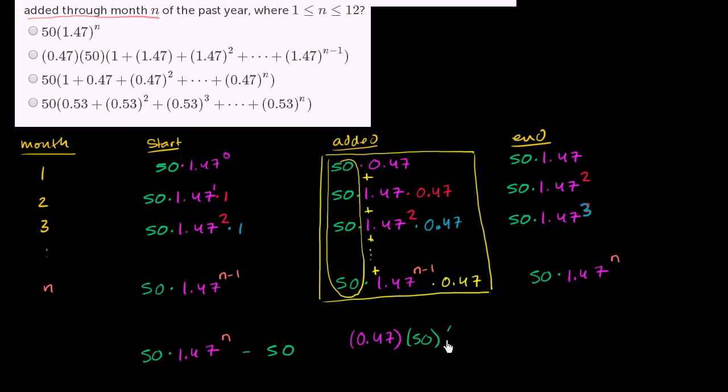And then what's left over? In the first month, if you factor those two things out, you're just left with a 1. In the second month, if you factor out the 50 and the 0.47, you're left with 1.47. In the third month, you're left with 1.47 squared. And we're going to go all the way to the nth month. If you factor out that and that, you're left with 1.47 to the n minus 1th power.